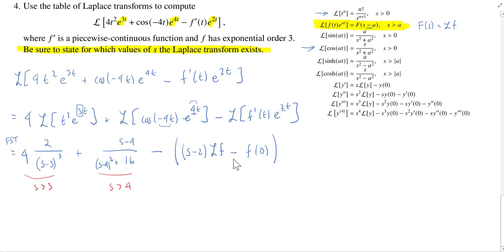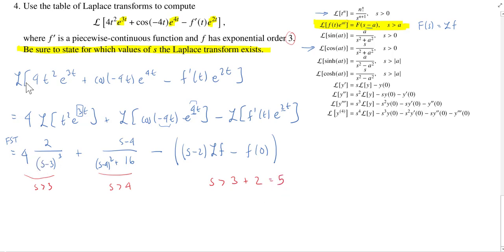All right. And what about for the last part? Well, it's not stated here in the table, but we have this extra piece of information. We know that f prime, let's see, is a piecewise continuous function, and f has exponential order 3. So something about the first shifting theorem tells us what to do. The first shifting theorem tells us we need our s in this situation to be greater than the sum of the exponential order of f, so in that case that's 3, plus, right here, this exponent on e, so we need it to be greater than, in this case, 5.